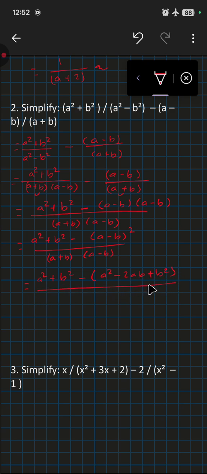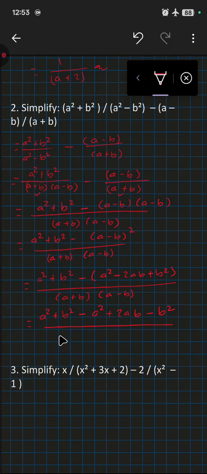After this, the bracket will be open, not in the denominator, in the numerator's place. The numerator is already in its product form. The denominator is in product form, nothing is required to be done in the expanded form. A square plus b square minus: we will change the sign of all the terms in the bracket. A square plus now 2ab, now minus b square. This minus made these changes: minus into plus minus, minus into minus plus, minus into minus into plus minus.